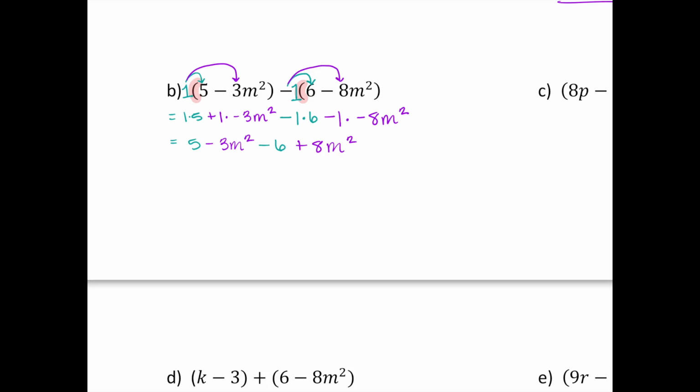Our like terms start with the highest power first. The highest power is 2, and we have a negative 3m squared plus 8m squared. That gives us 5m squared. And then 5 minus 6 is negative 1.